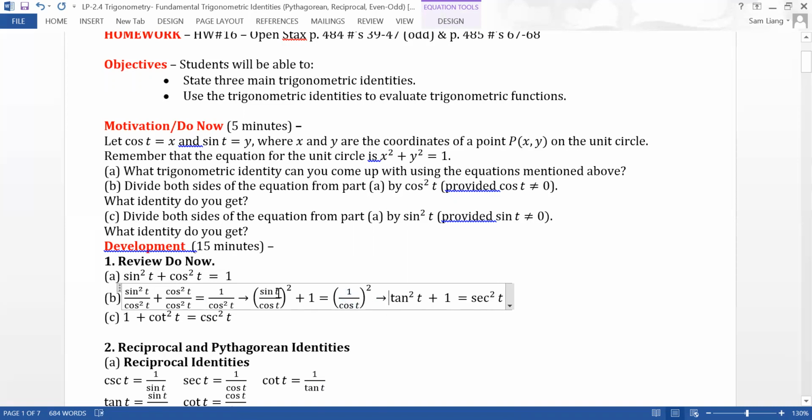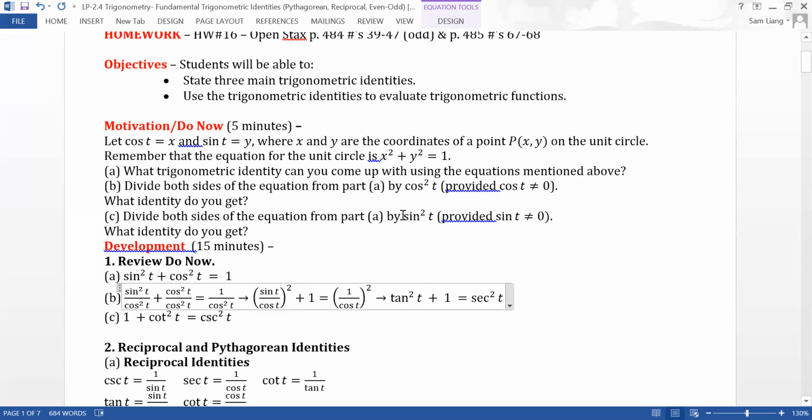All right. So if you remember from last year, sine t over cosine t is equal to tangent. So this is going to become tangent squared t. And then plus 1 is still plus 1. And then on the other side of the equation, we get 1 over cosine. And if you remember that from our last lesson, 1 over cosine is secant. So secant squared t is going to be on the right side. So overall, it's going to be tan squared t plus 1 equals secant squared t. Okay, that's our second trig identity.